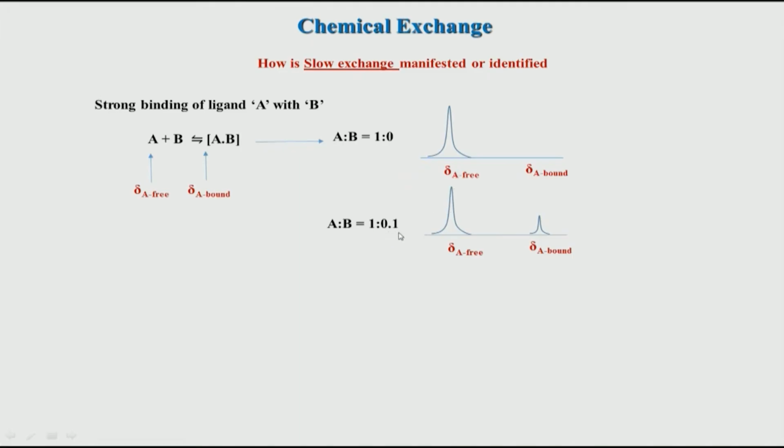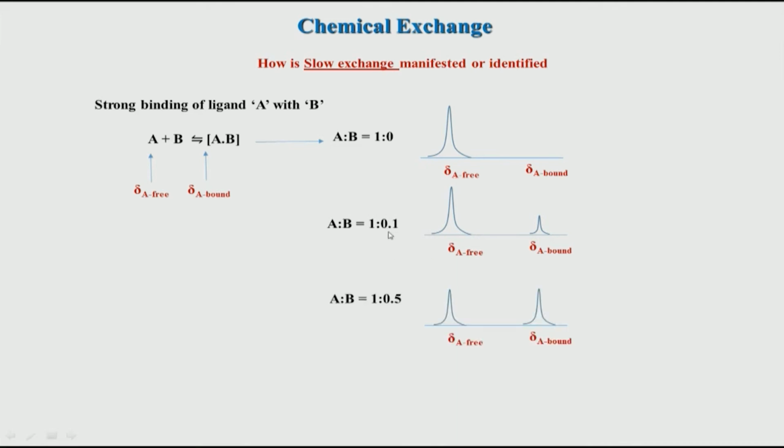Because right now we have added only 0.1, the B population is very less, so the complex is also less, and that complex now shows a peak somewhere away from here, and that peak will appear with a very low intensity, but it will be a new peak, and that peak will not be present in the first spectrum. So, by looking at the appearance of a new peak away from the old peak, one can tentatively say that this is the bound form and this is the unbound free form.